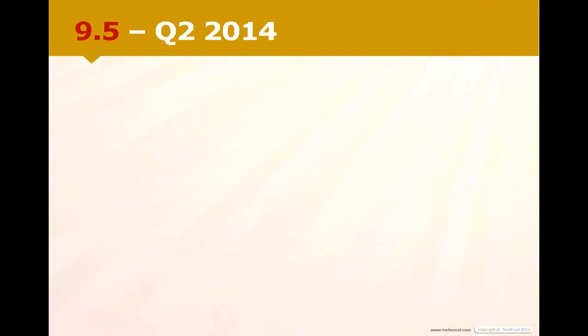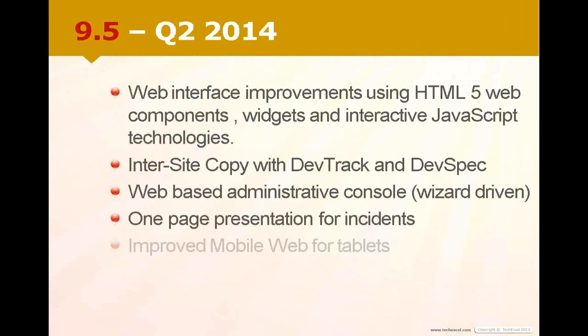And we will skip version label 9.4, directly go to 9.5 in Q2 next year. And the main task in that release is we want to redo our web interface. So basically, we want to use more responsive and interactive JavaScript technologies and make sure that our web is compatible with HTML5. And other items are inter-site copies. And we will also want to move our admin console as a web application.